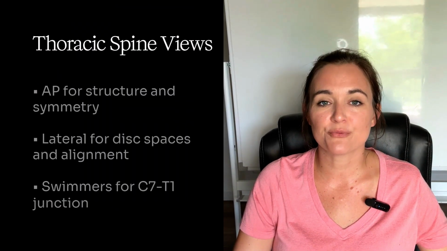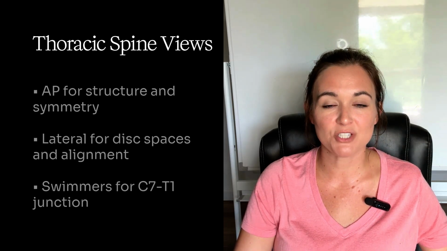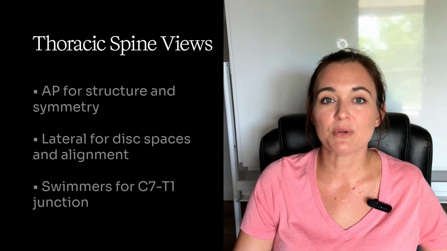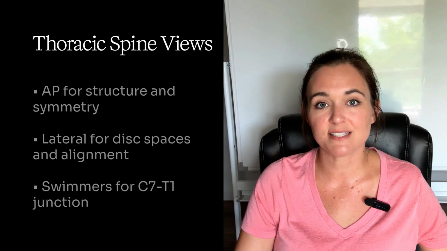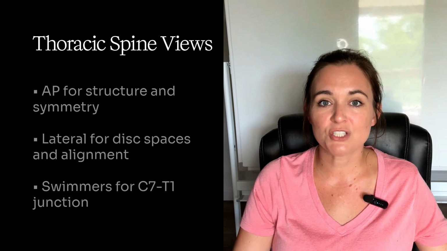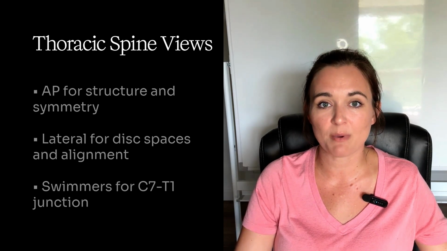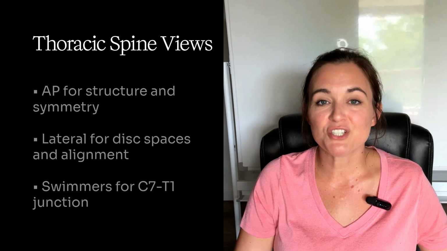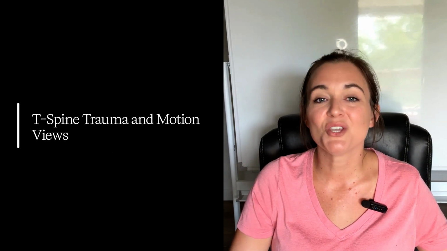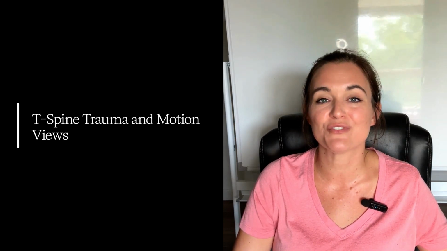So those are your 3 thoracic spine views: AP for structure and symmetry, lateral for disc spaces and alignment, swimmer's to rescue the elusive C7-T1 zone. Don't rush these. Thoracic imaging might not feel as urgent as trauma C-spines or L-spine spot views, but there's so much valuable information hiding in the mid-back. Coming up next, we hit trauma adaptations and flexion extension views for T-spine.